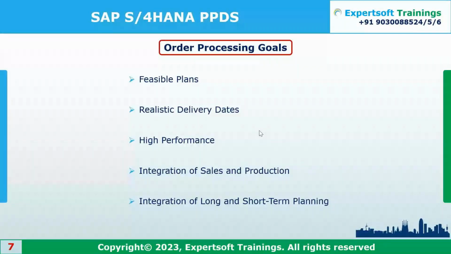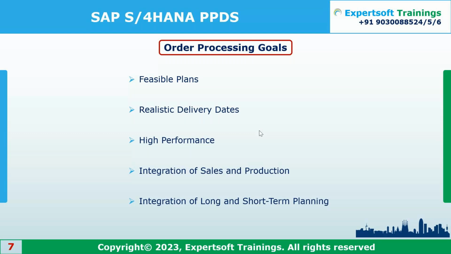But the feasible plan and realistic delivery dates, and this is high performance. APO planning is up to the minute or up to the second. We can track or trace our production planned order or production order up to the minute in the system itself. You can track the planned order, how much quantity has been produced up to that particular time. All these things we can do; that is high performance.